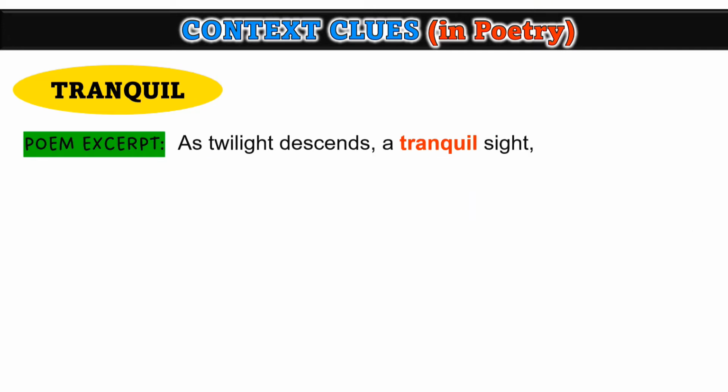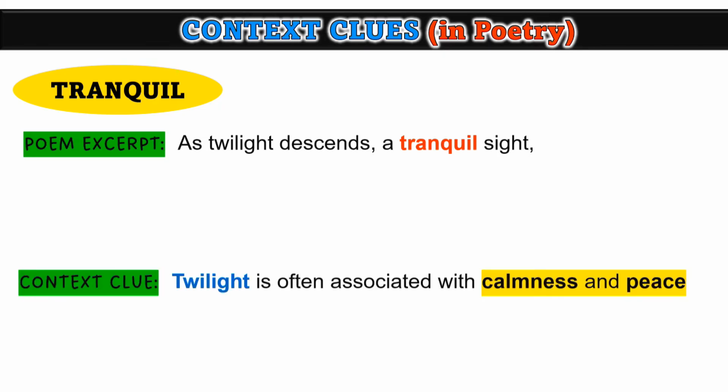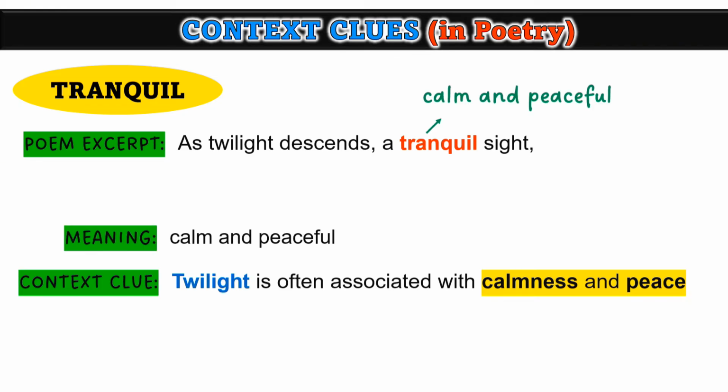And lastly, the word tranquil. In the line, as twilight descends a tranquil sight. Using the word twilight or takipsilim o ang senaryo kung kailan papalubog ang araw as the context clue, I can figure out that tranquil means calm and peaceful. Isn't it true that during twilight, you can feel calmness and peace as you watch the sun sets below the horizon, but its light is still visible, kagaya nito.